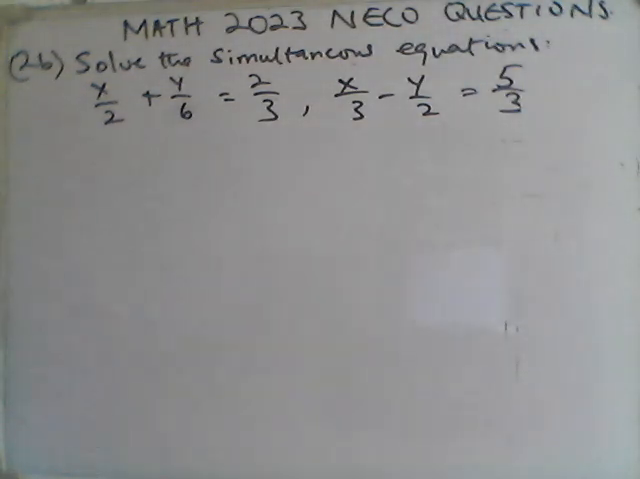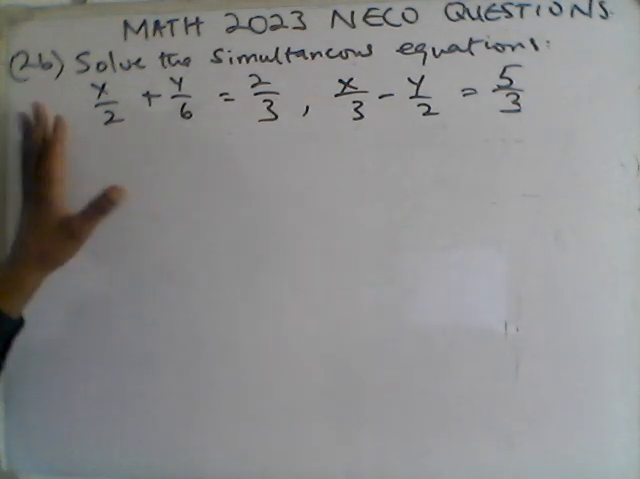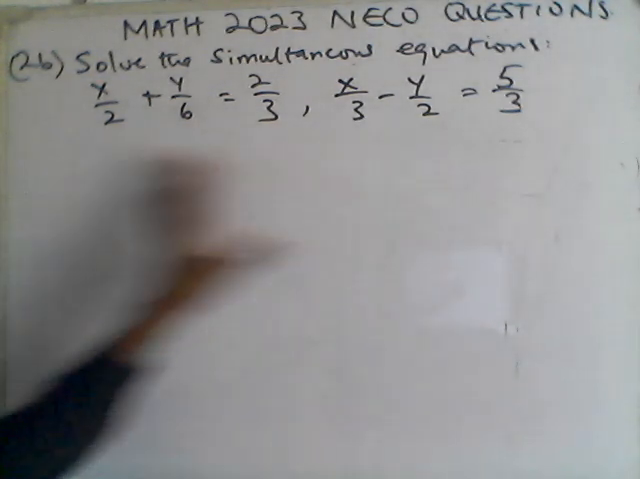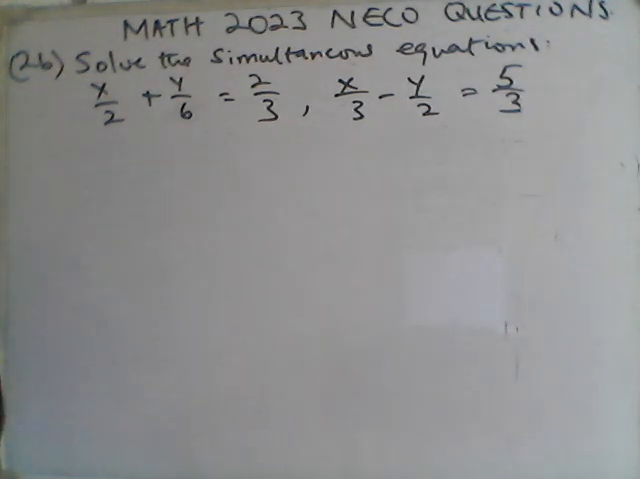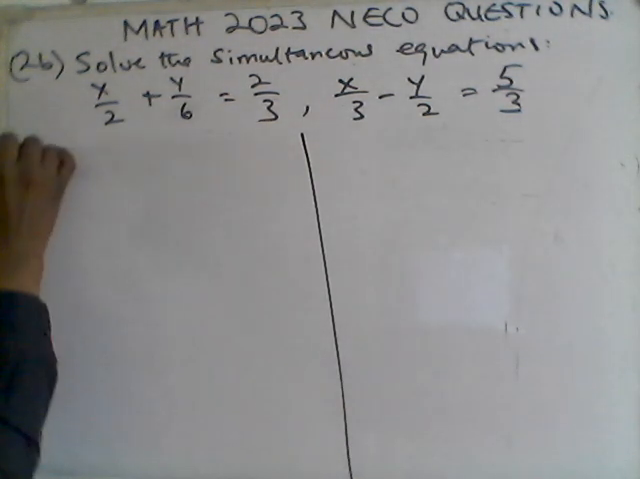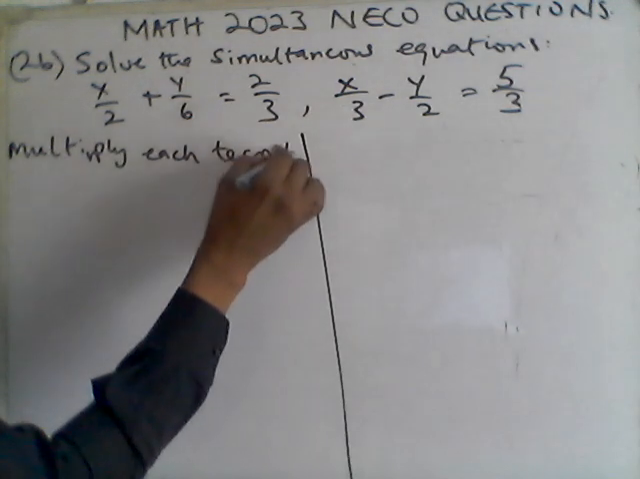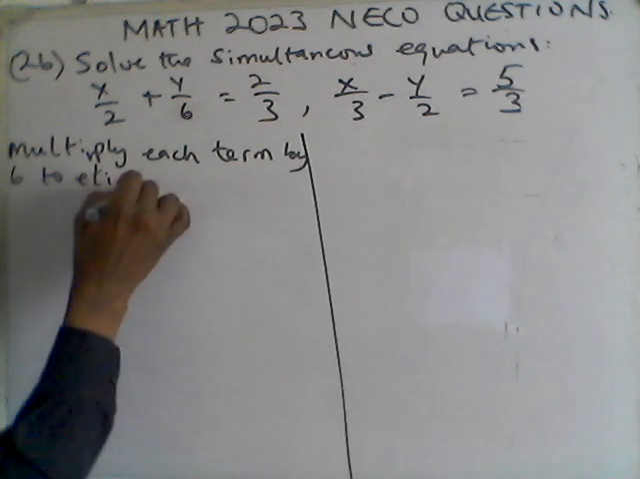Okay, that's it. So the first thing we'll do is to take a deep breath and look for how to make these fractional cases just linear cases, that is, numbers without fractions. So what will I do? I will multiply each term by 6 to eliminate the fractions. Let me just put the statement there. Multiply each term by 6 to eliminate the fractions. Why am I using 6?